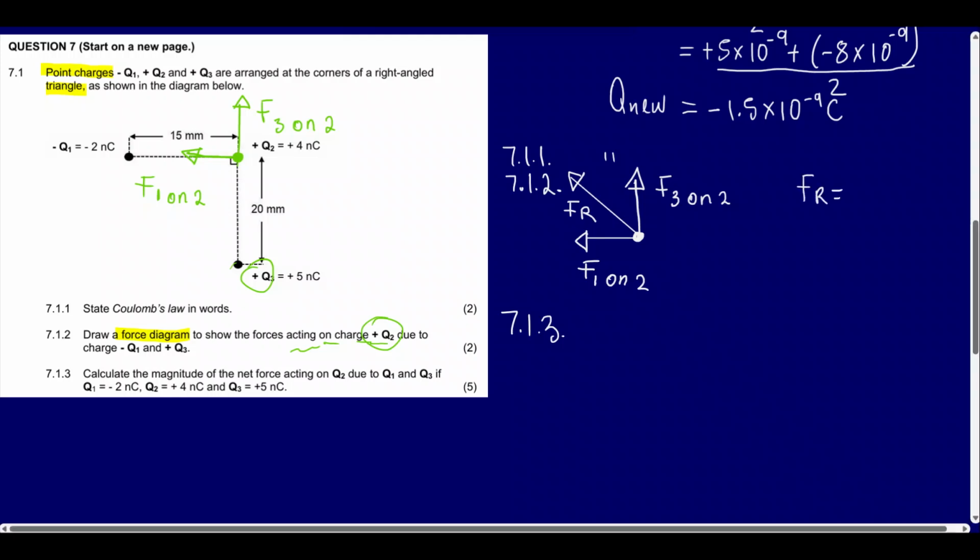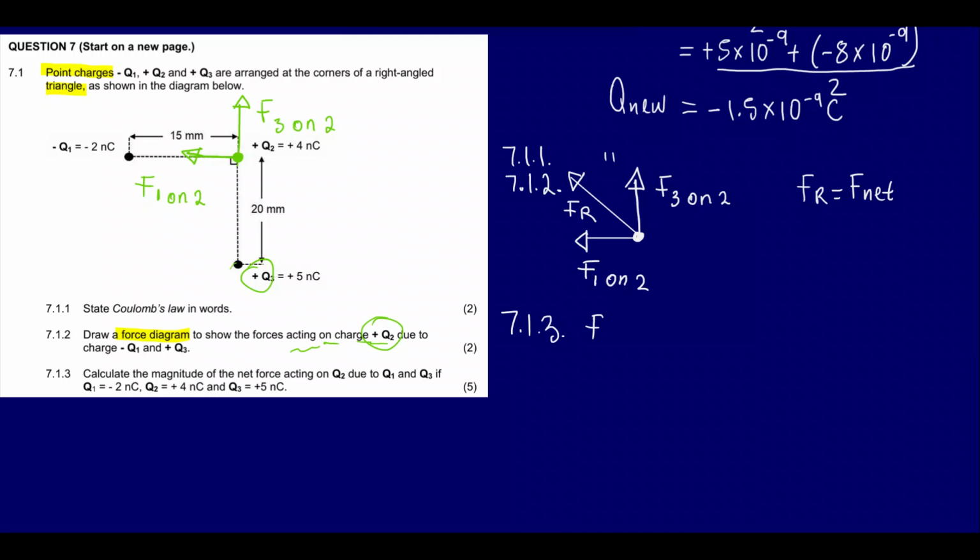So 7.1.3, calculate the magnitude of the net force. So the net force is the resultant force. The resultant force is the same as the net force. So let's calculate this net force. Because these two forces are at right angles with each other, as you can see there, it means that we'll have to use Pythagoras.